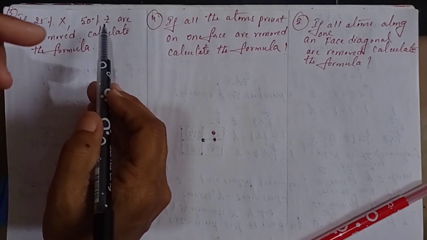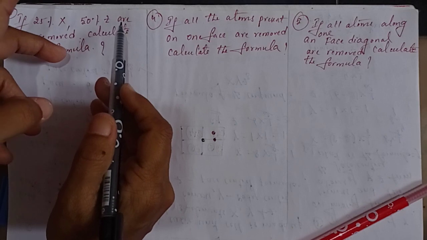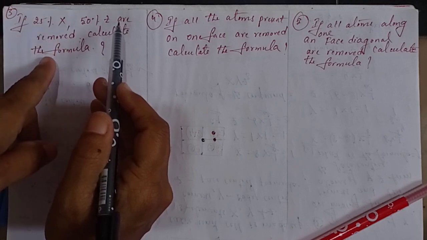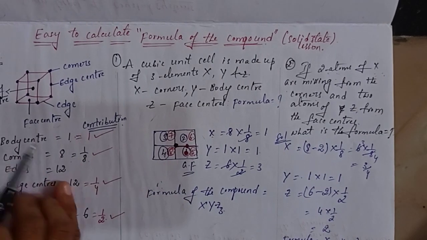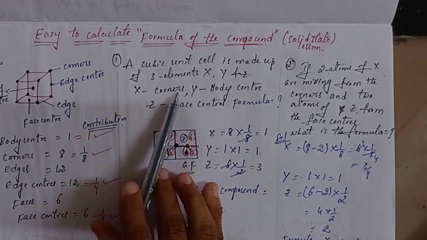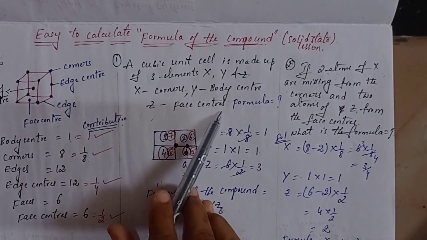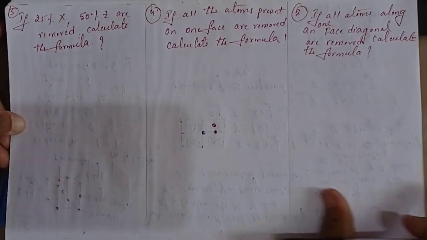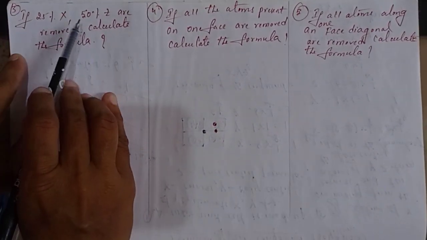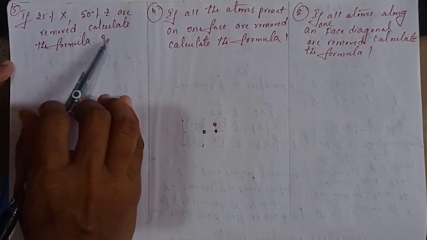Correct? X atoms are present at the corners, so Z atoms are present at the face centers. Correct, students? That is only given in the question. Once we will check the question. See, students, here X atoms are present at corners, Z atoms are present at the face centers, correct? So by using this question only we are calculating. See, students, if 25% of X and 50% of Z are removed, calculate the formula.